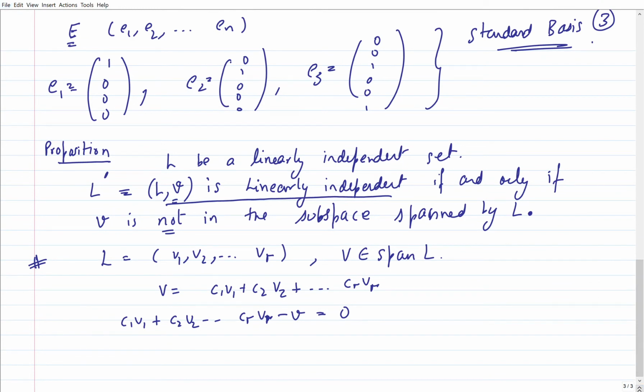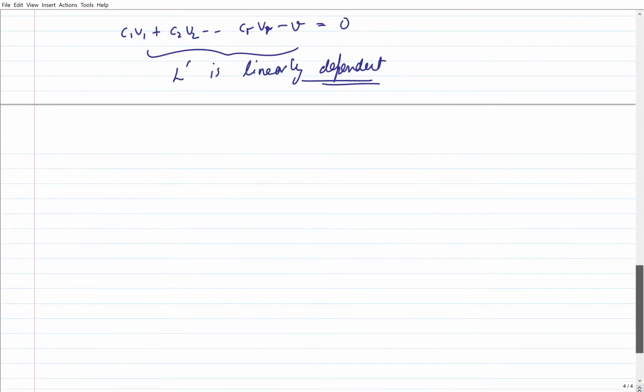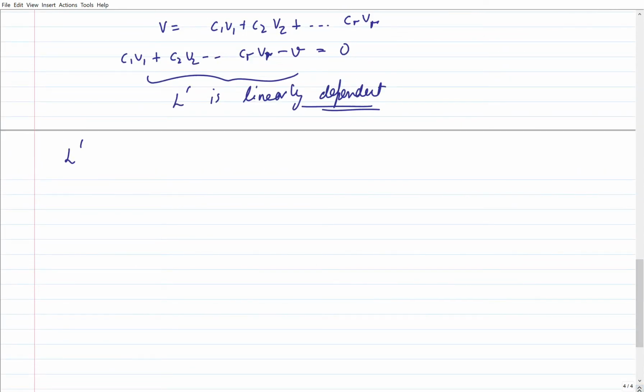So that means L prime is linearly dependent. Conversely, you can show that if L prime is linearly dependent, what does it mean? It means the same thing.